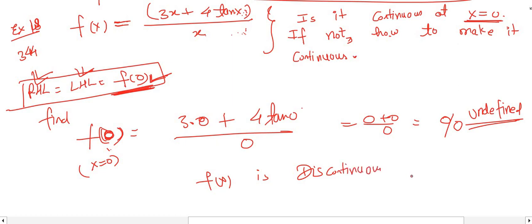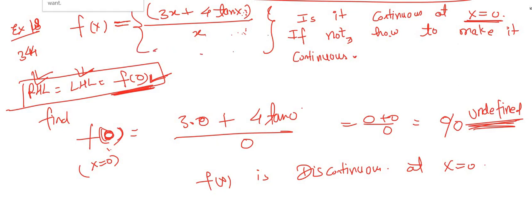Understood? So how to make it continuous? First of all, we should define it at 0. So we should give a new definition to the function, in such a way that it is at least defined. It has some value at f(0), and that value should match with the limit value, LHL value or RHL value, right?